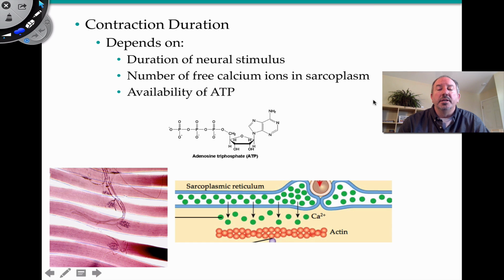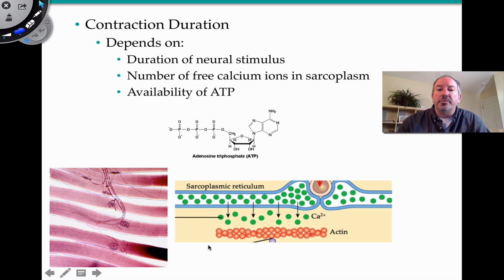the sarcoplasmic reticulum. So contraction duration depends on, and this may be obvious, but I'll state it anyway, the duration of the neuronal stimulus, and also the amount of calcium ions in the sarcoplasm. So if you had repeated stimuli and you had just a ton of calcium inside the cytoplasm of the muscle cell, you're going to get a more intense contraction. And also the availability of ATP. I mentioned how ATP is necessary to actively pump calcium back into the sarcoplasmic reticulum.